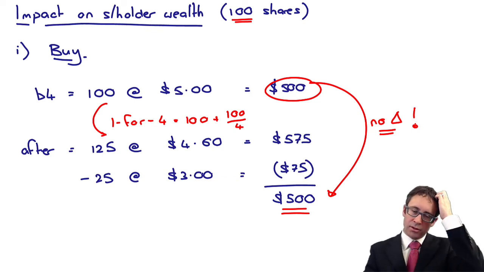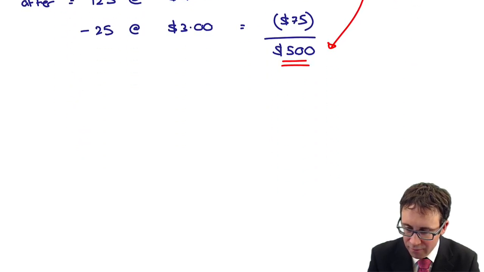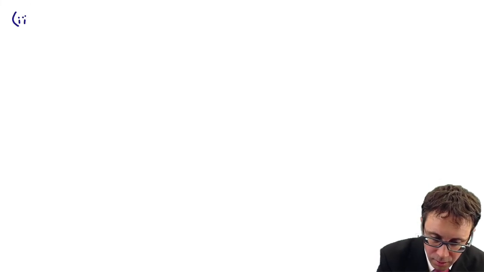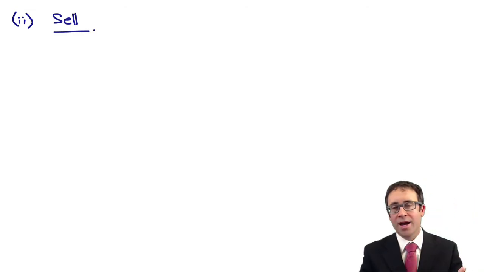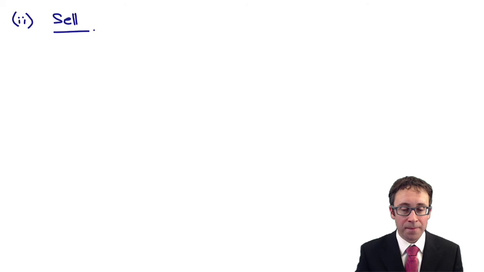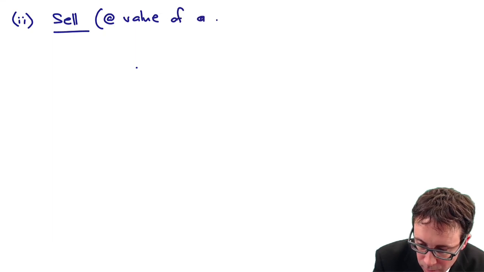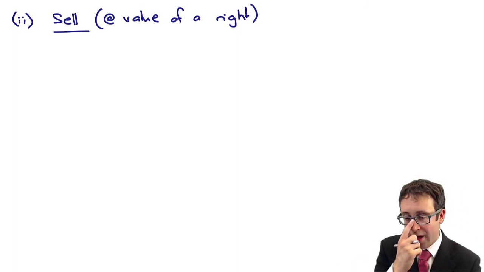Okay. Before I let you loose on the example. What happens there if, shall we say, scenario two, we decide to sell the rights to the shares. I don't have the cash to pay for the shares, so I sell them on. Okay. When you sell them on, you sell them at the value of a right. Okay. So how many rights do you get? Well, we can work that out in a moment.